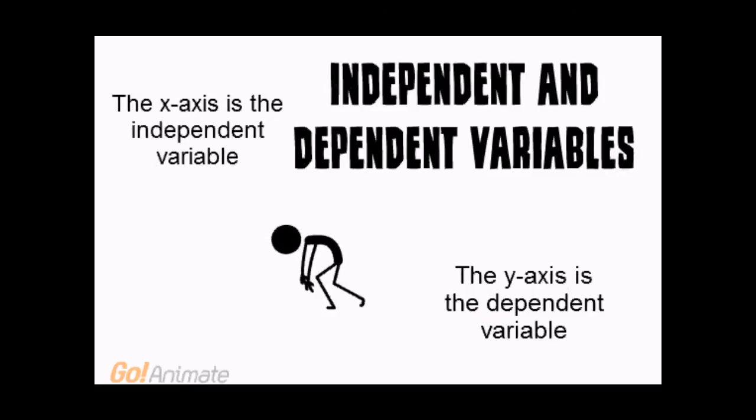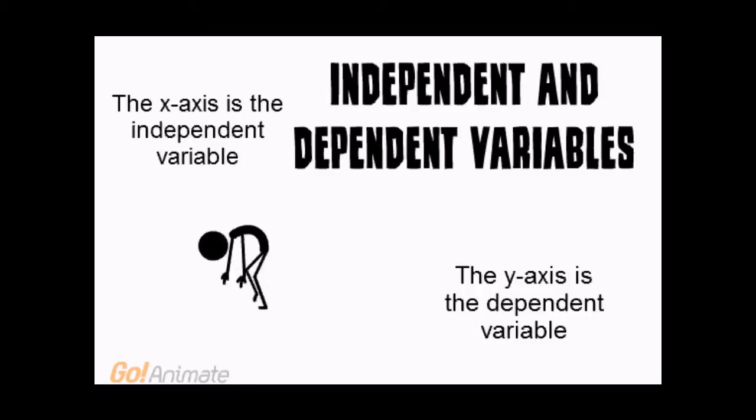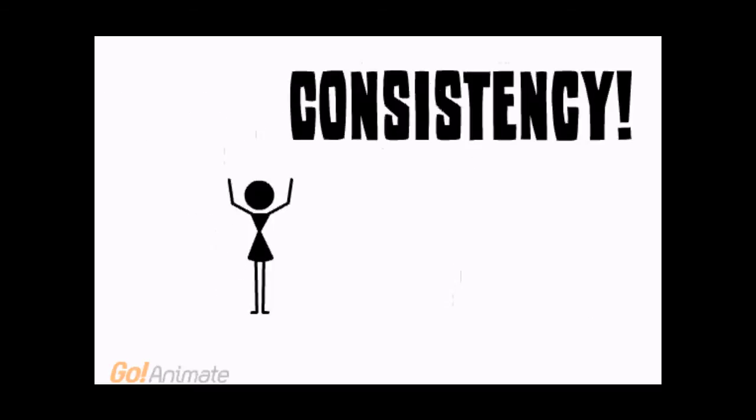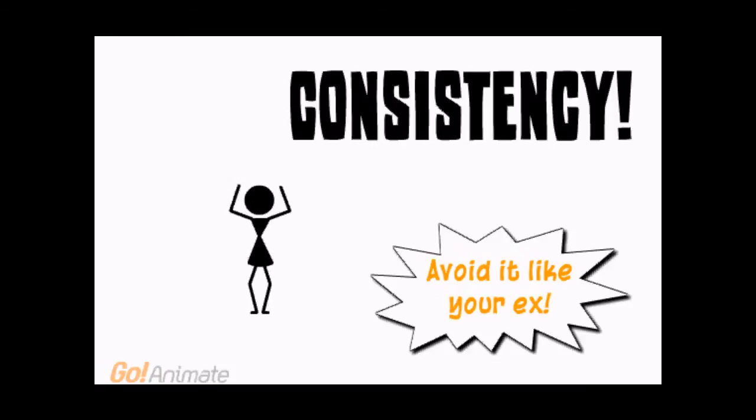The y-axis should be the dependent variable, which is the one you manipulate. The x-axis should be the independent variable, which is the one monitored for changes. The units between the x and y-axis should also be consistent. If there isn't a scale, the graph is bad. Avoid it like your ex.